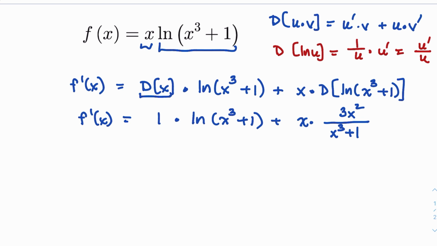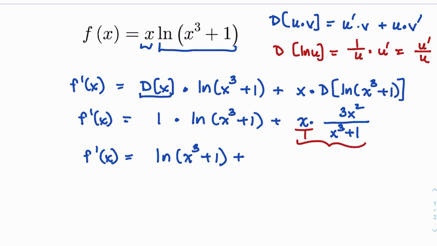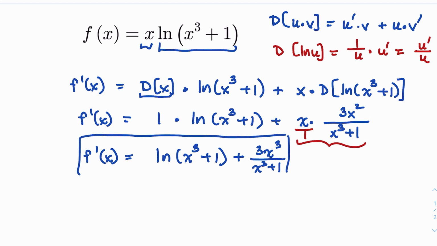And now we'll just clean things up a bit here. F prime of x is equal to the natural log of x to the third plus 1 plus, now remember, to pull these two expressions together, this is really over 1. So we have 3x to the third over x to the third plus 1. And that is the derivative of our function. So combining the product rule and the chain rule.